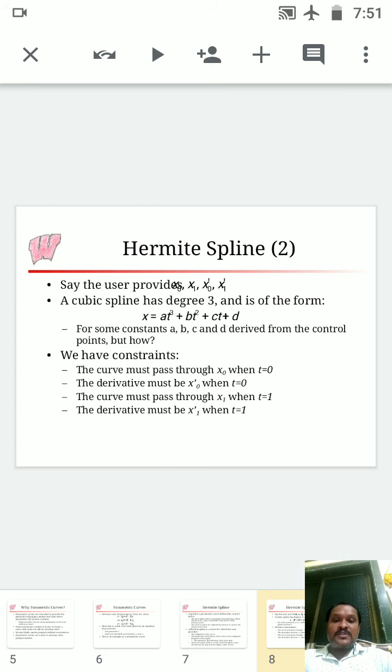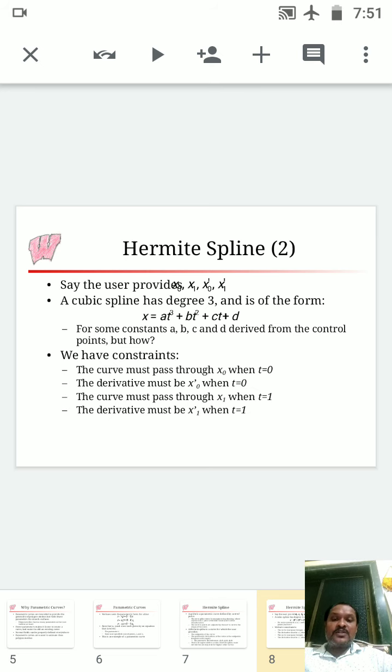The curve must pass through x0 when t is equal to 0. T is a parameter that changes from one position to another position. Next, the derivative must be x0 dash when t is equal to 0. If your parameter is at the 0 position, your x0 is also at the 0 position, and the derivative must also be at the 0 position.